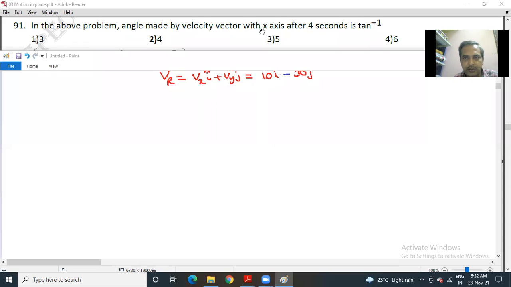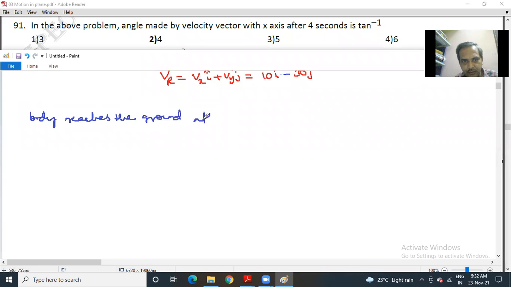Let us proceed to another question. This question is a continuation of our previous question. So we have got that the projectile or body reaches the ground after 4 seconds.